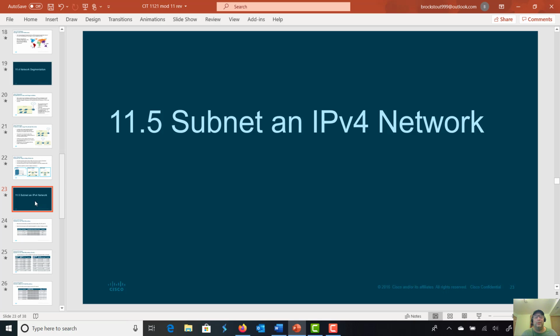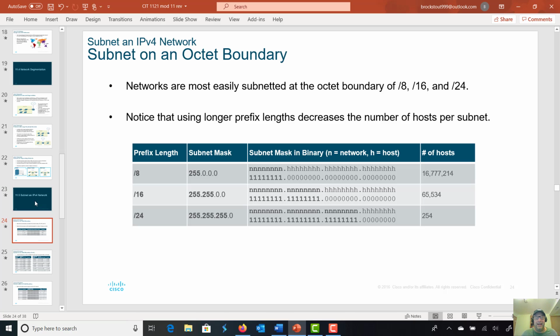That leads us to a big subject that we're going to cover in this module, which is Module 11, Submodule 5, Subnetting an IPv4 network. In this particular section, we're going to start by talking about some of the things that we've already spoken about. This is a really great slide. I love the first bullet point. It says, networks are most easily subnetted at the octet boundaries of 8 or 16 or 24.